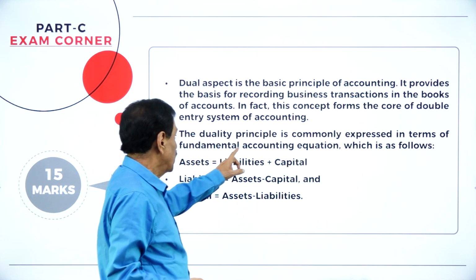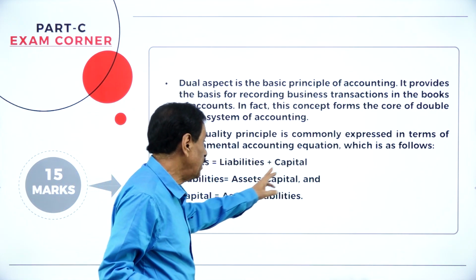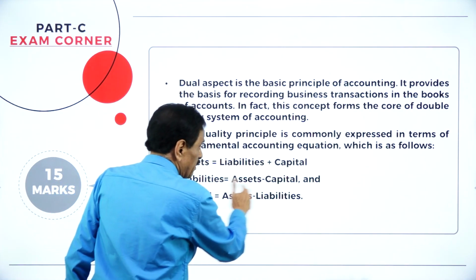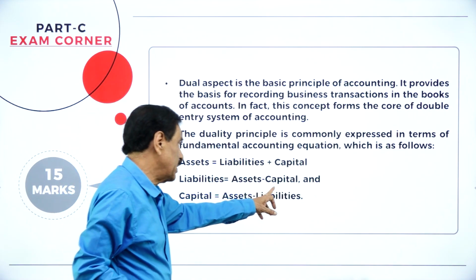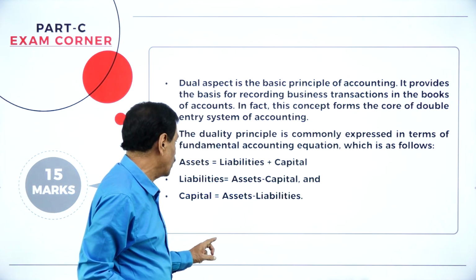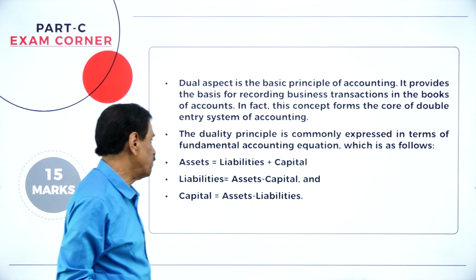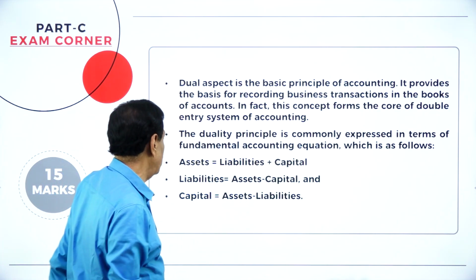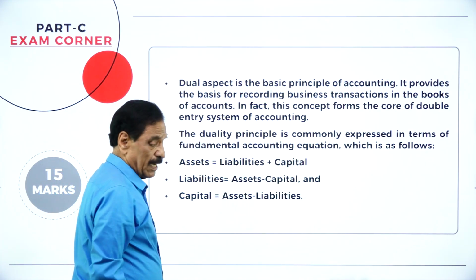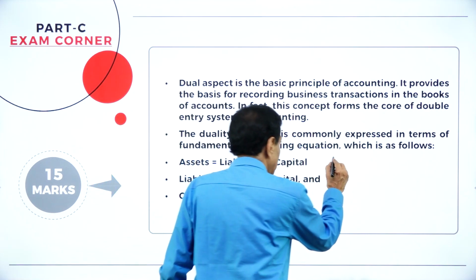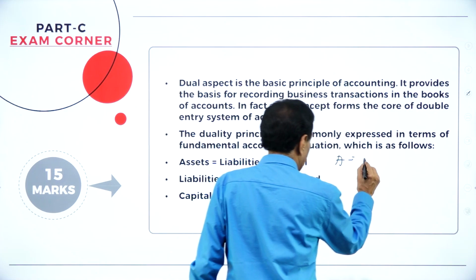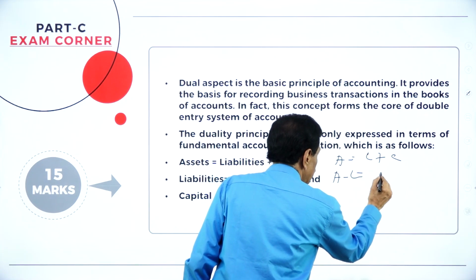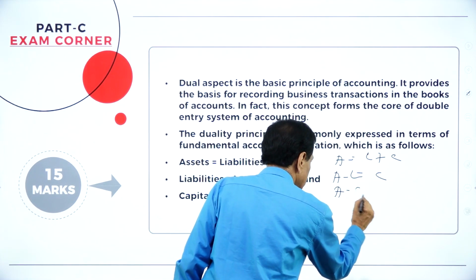Here, the asset duality principle: asset is equal to liability plus capital. If we take the liability to this side and asset to that side, asset minus liability is equal to capital, or we can say capital is equal to asset minus liability. This is called the fundamental accounting equation: A is equal to L plus C. We can say assets is equal to liability plus capital, or A minus L is equal to C, or A minus C is equal to L.